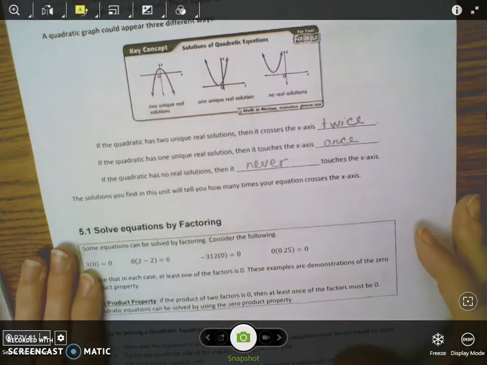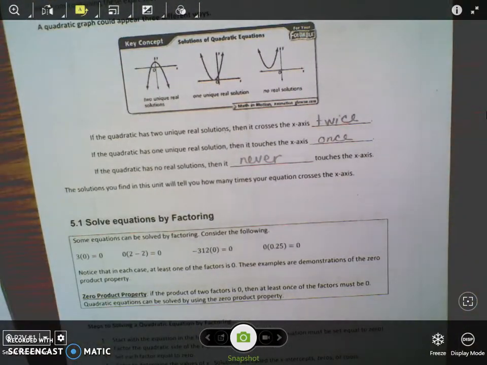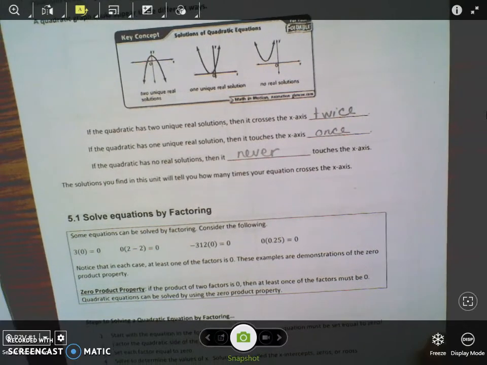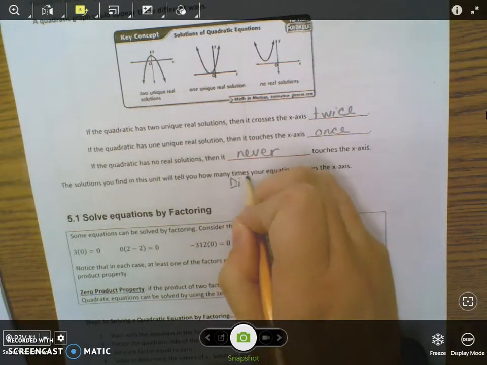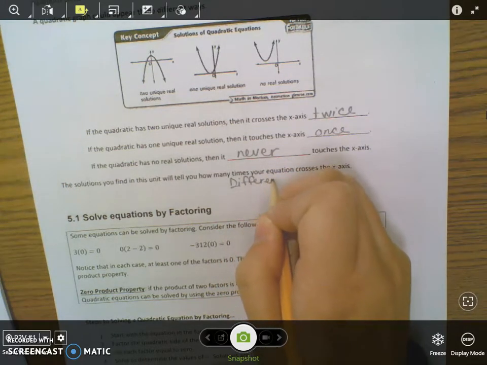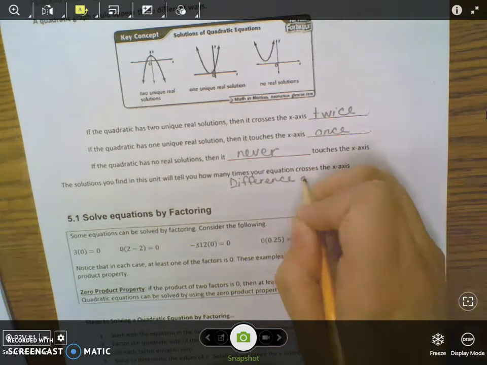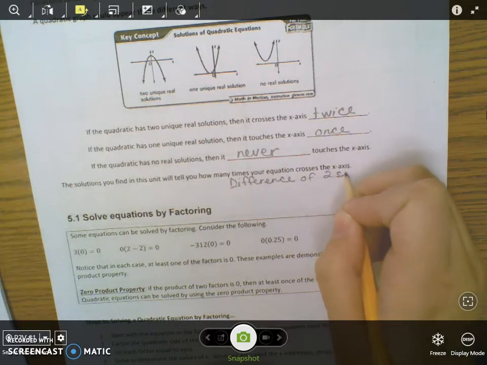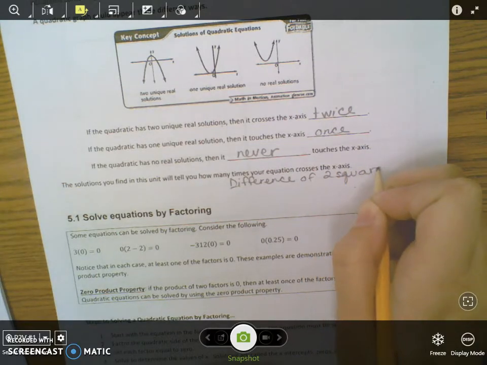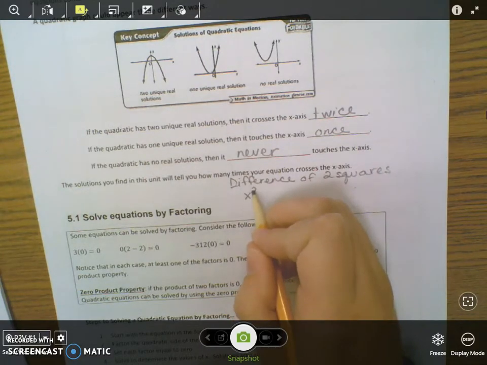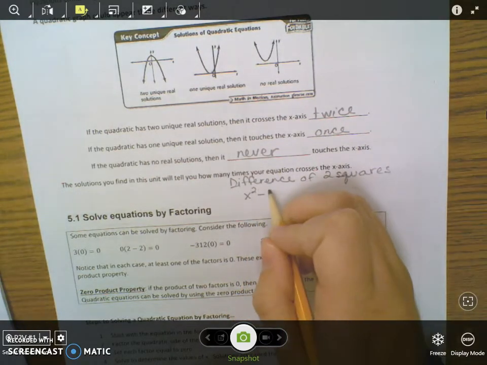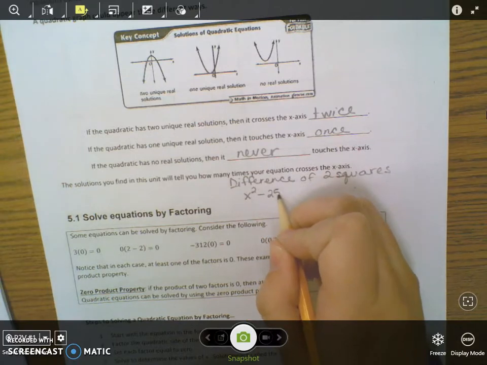Okay, so before we get started solving quadratic equations, there is something that we did not get to last semester, and that is called the difference of two squares. It's just a special case of factoring equations. And it looks like this. Let's say I have x squared minus 25.